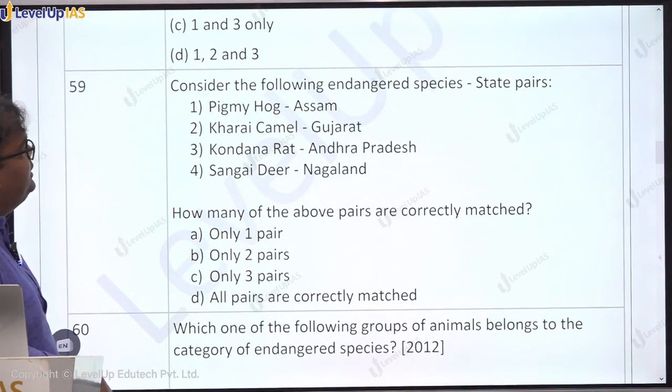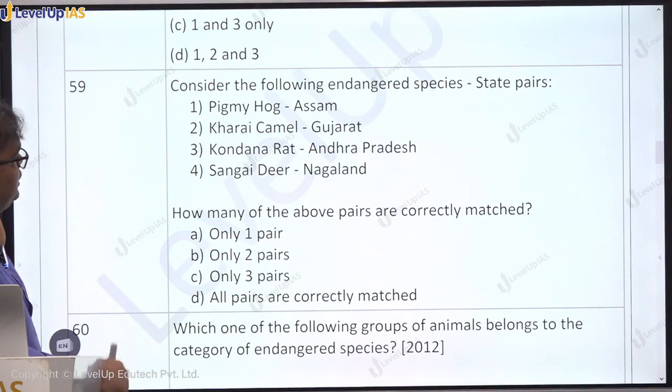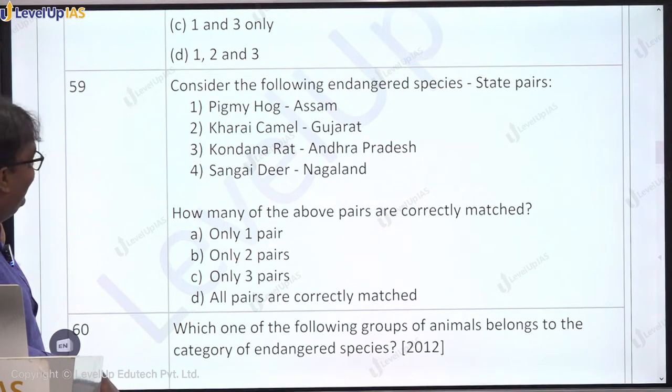59. Endangered species and state fair. Balbir. Only two pairs. Pygmy hog is correct. Khadai is correct. Kondana rat is found where? Pune, Maharashtra. Sangai deer? Manipur. How can this be wrong? B, 59 ka B is the answer. Okay, okay.